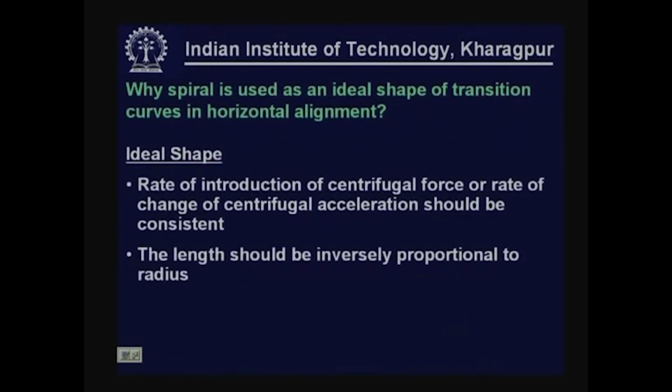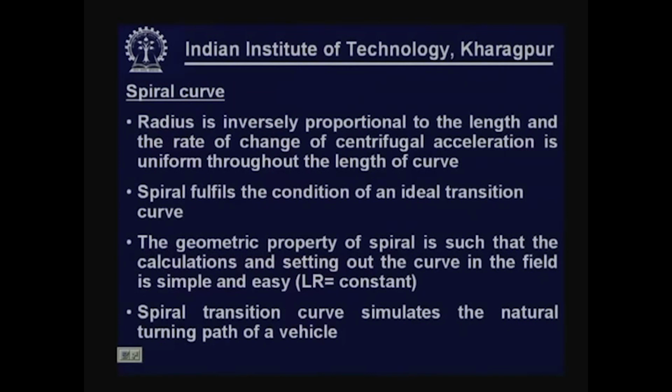Now, why is spiral used as an ideal shape of transition curve in horizontal alignment? Because for ideal shape, rate of introduction of centrifugal force or rate of change of centrifugal acceleration should be consistent, which means that the length should be inversely proportional to radius. Now, if we look at the spiral, for spiral radius is inversely proportional to the length, and the rate of change of centrifugal acceleration is uniform throughout the length of the curve. That tells us that spiral fulfills the condition of an ideal transition curve.